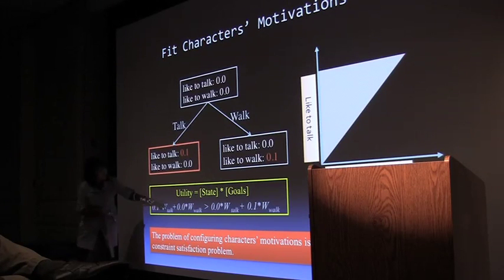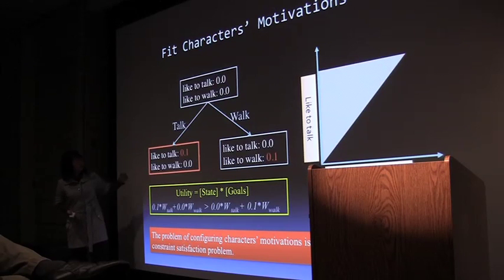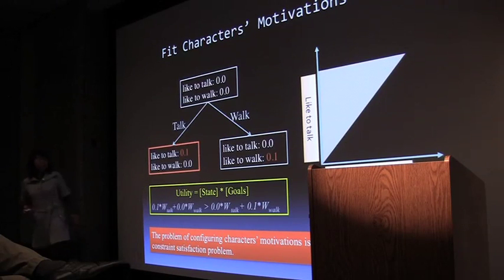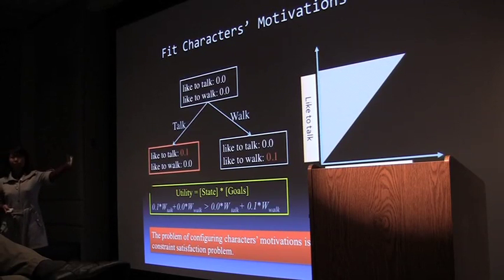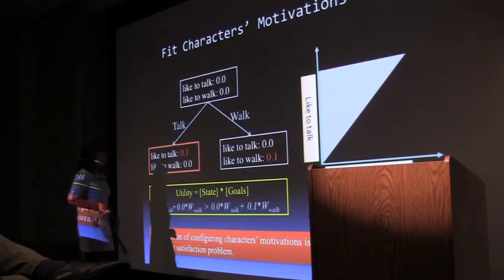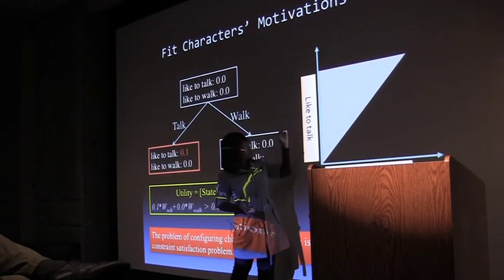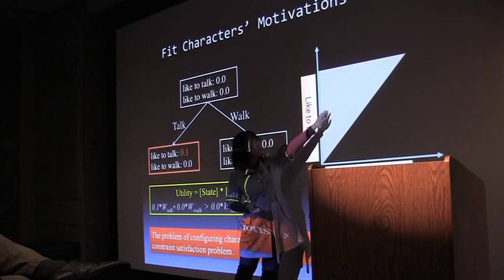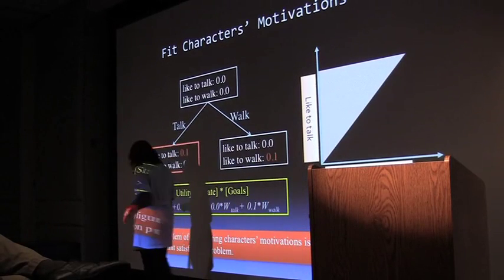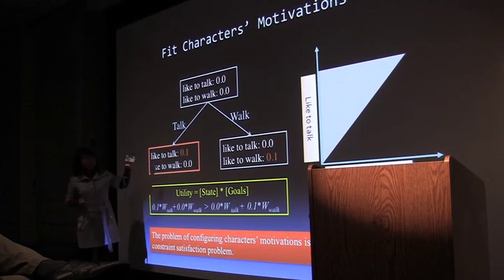And what that means is, as I explained, a state is represented as a vector, and goals are represented as another vector. So the utility of a certain state is literally calculated as the state times the goals. That's just linear algebra. So you want this inequality to be valid. This is just two dimensions, so I can still represent that as a graph. Graphically, you want the relative importance of this goal and this goal to fall into this area, so that Little Red Riding Hood will choose the action of talking in that context instead of the other.